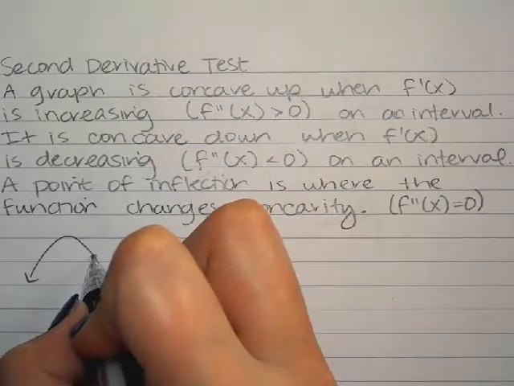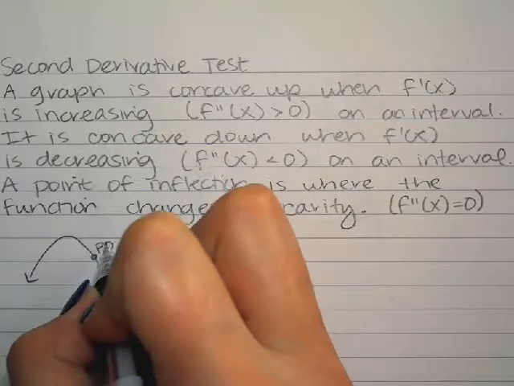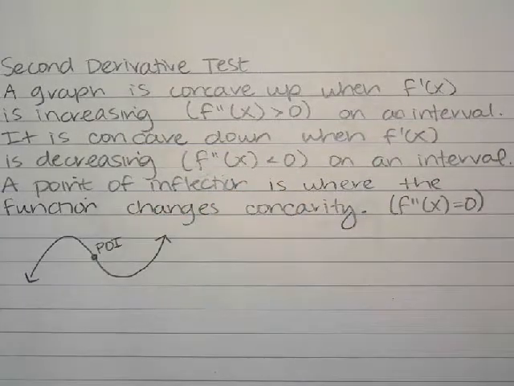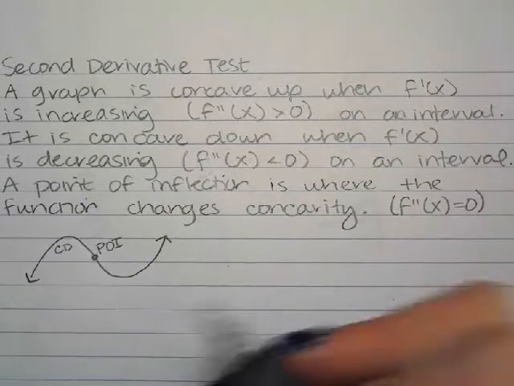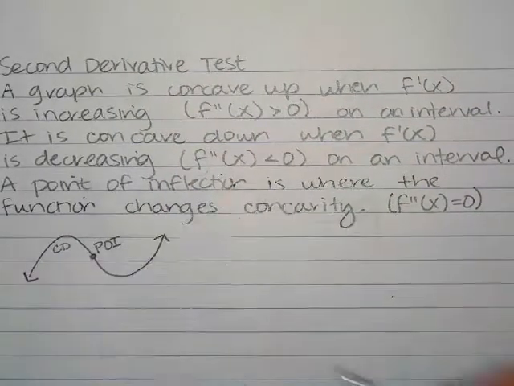All right, so this right here is POI, that's the point of inflection. This part of the graph is concave down, because it's a U shape that's upside down. This part of the graph is concave up.